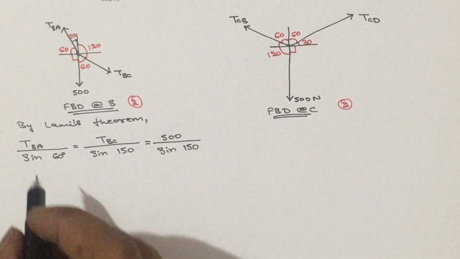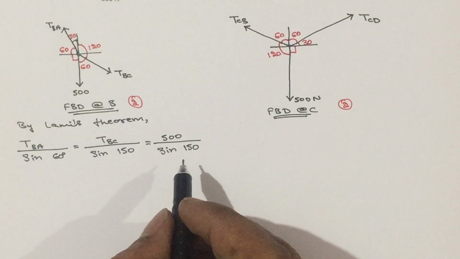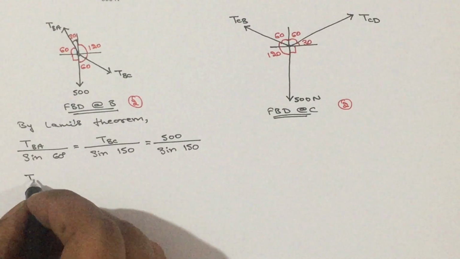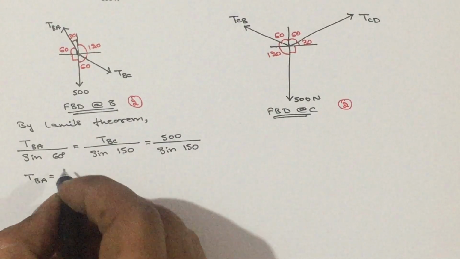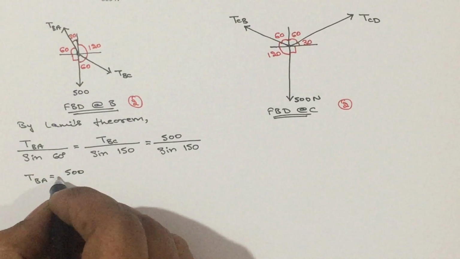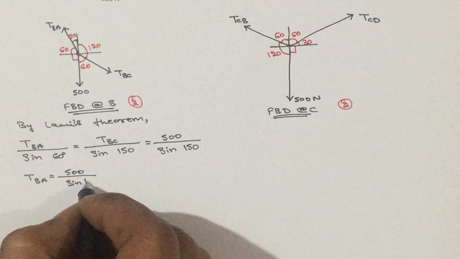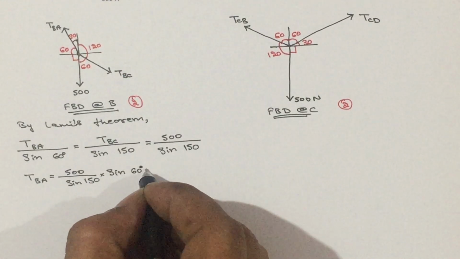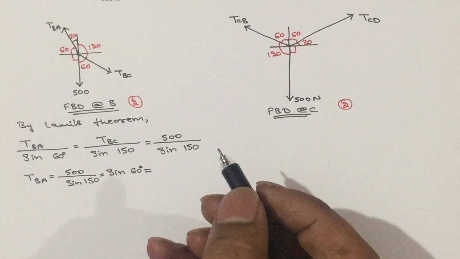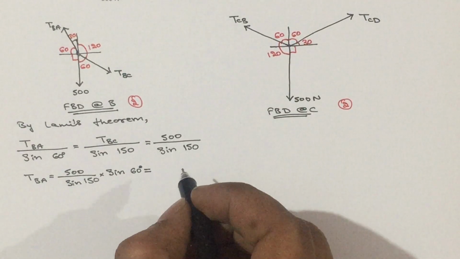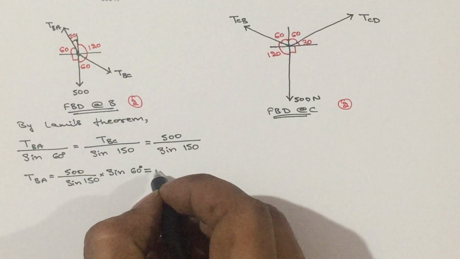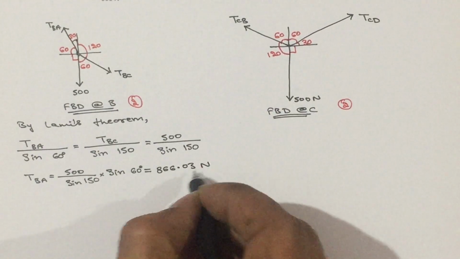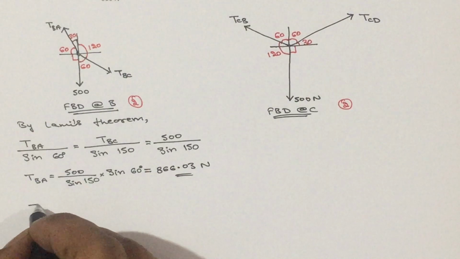Now, out of three parts, select any two parts in such a way that there is only one unknown. Select the first part and the last part. Therefore, TBA you are going to get, just cross multiply: 500 divided by sine of 150 multiplied by sine 60, that is equal to TBA. You will get it as 866.03 Newton.